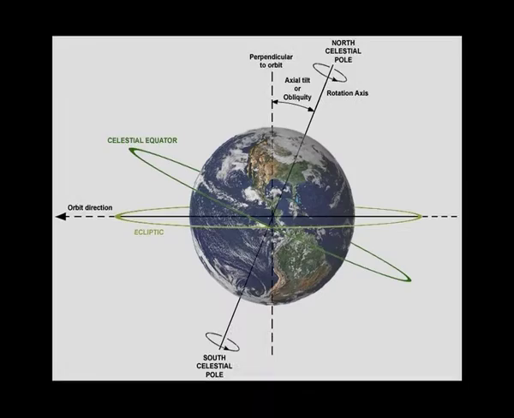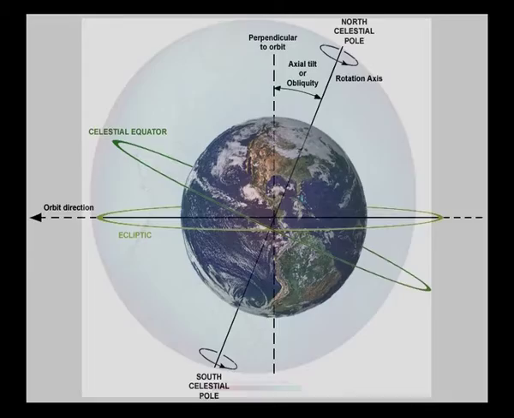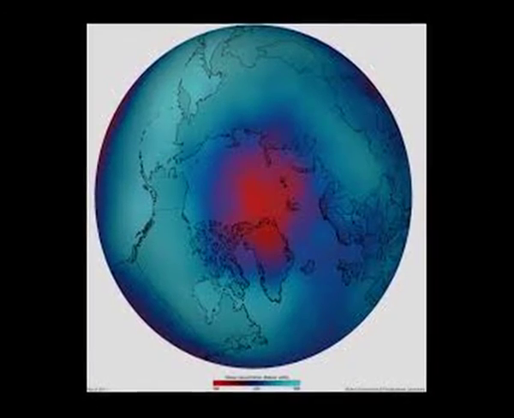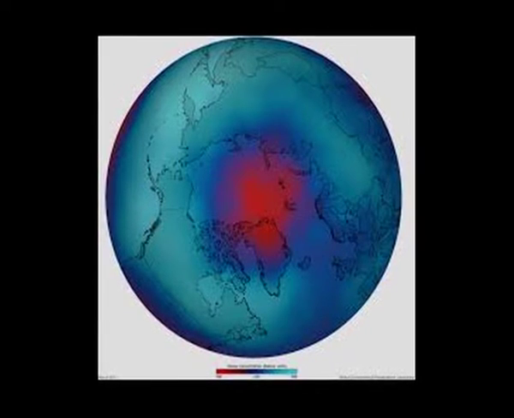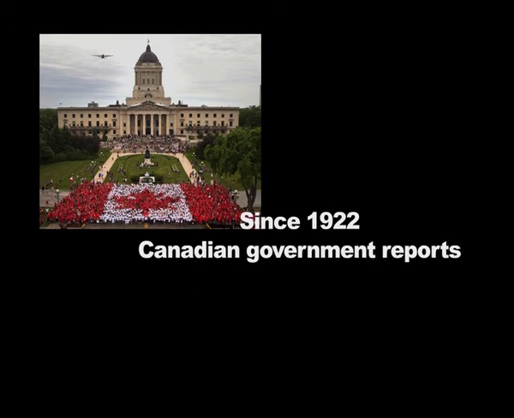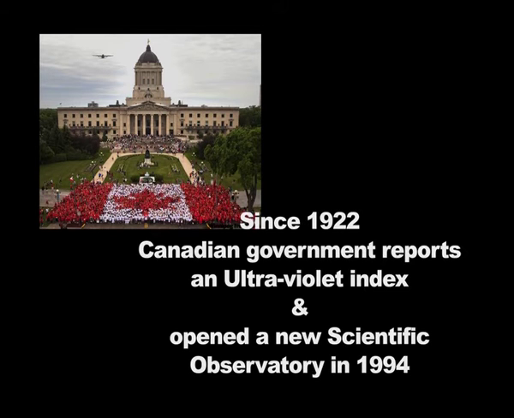At Earth's opposite pole, a similar ozone depletion over the Arctic exceeded 35% in 1989. Losses have increased in each subsequent year. Since 1992, the Canadian government regularly reports an ultraviolet index. In 1994, Environment Canada opened a new scientific observatory particularly to monitor the ozone losses over Canada. Overall losses in the mid latitudes are continuing at 6 to 8% per decade.